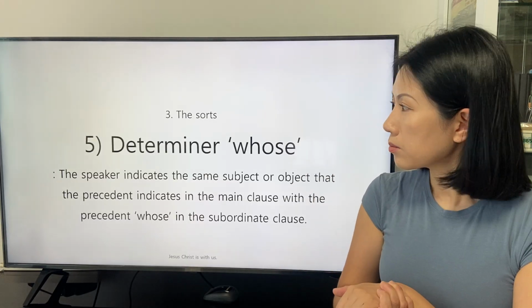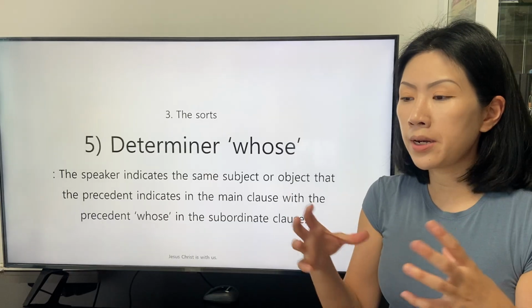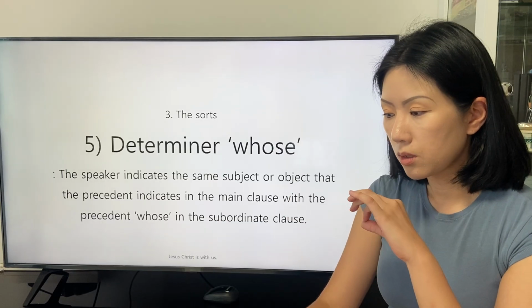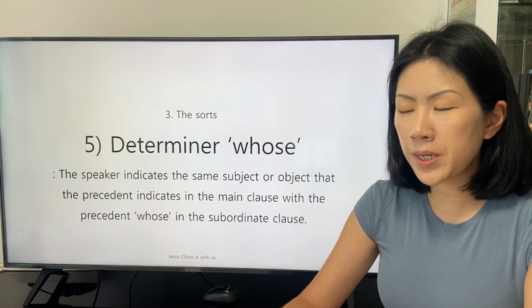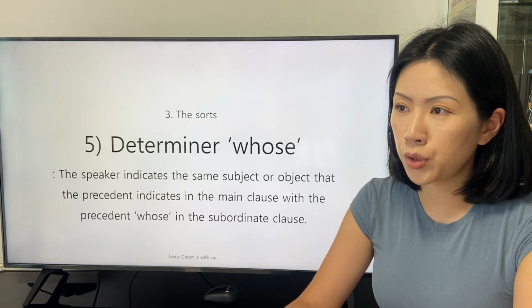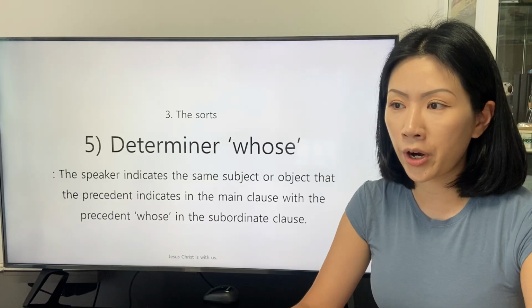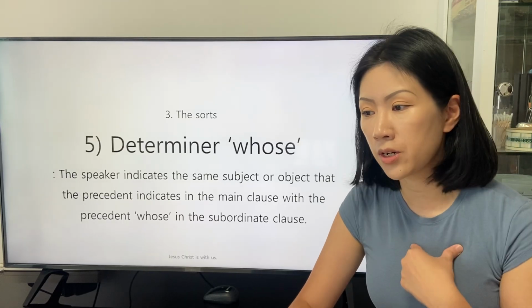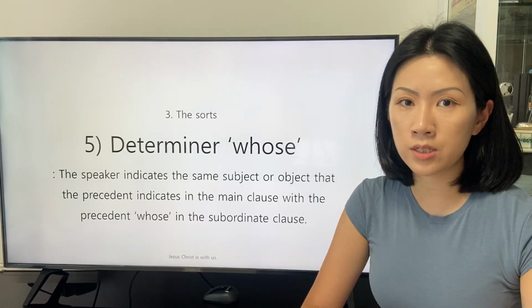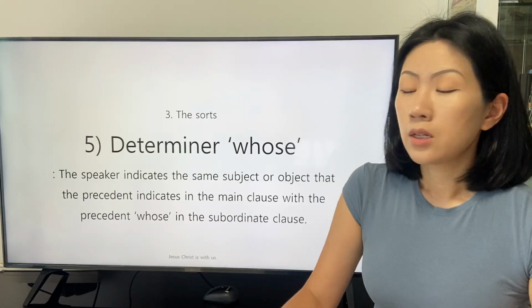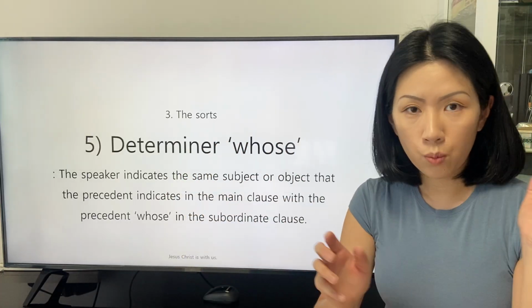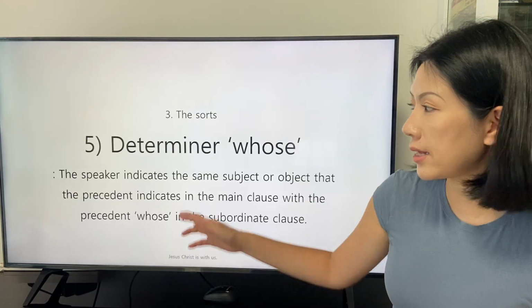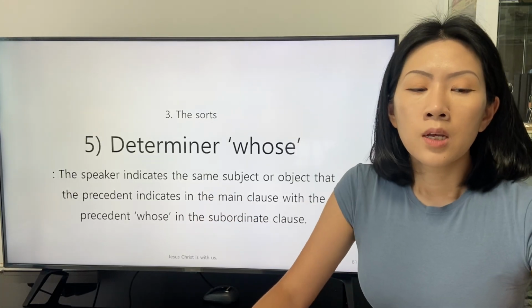The speaker applies the determiner to set a boundary for clarifying the speaker's intention to the listeners in the conversation. The determiner whose to link the subordinate clause to the main clause works in the same way. Okay, let's read the explanation.